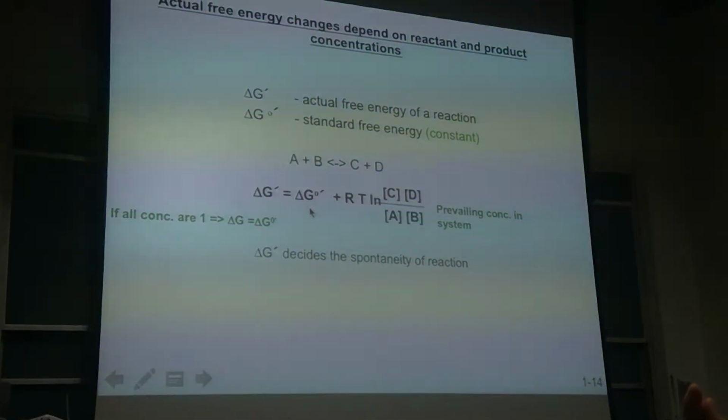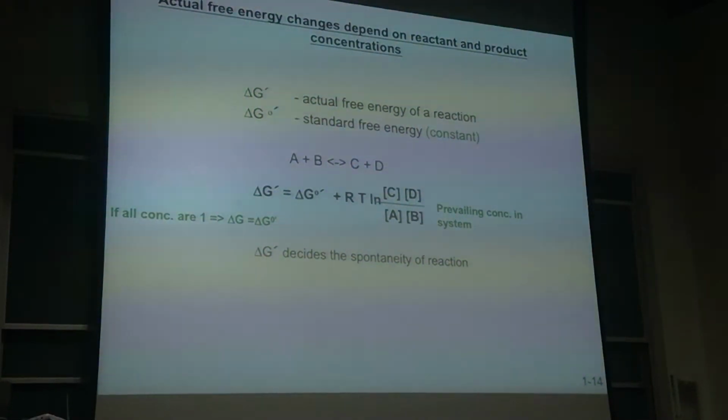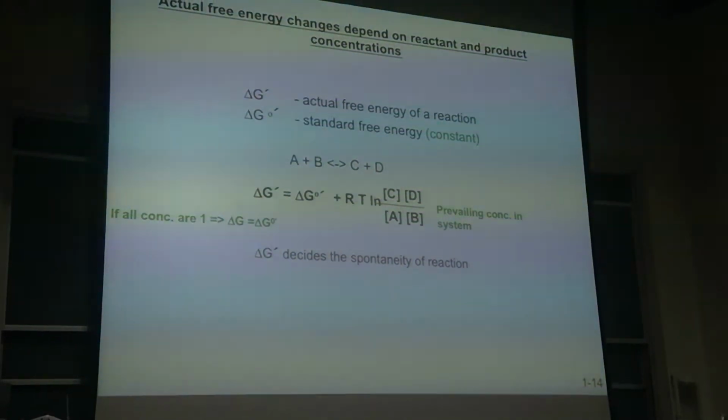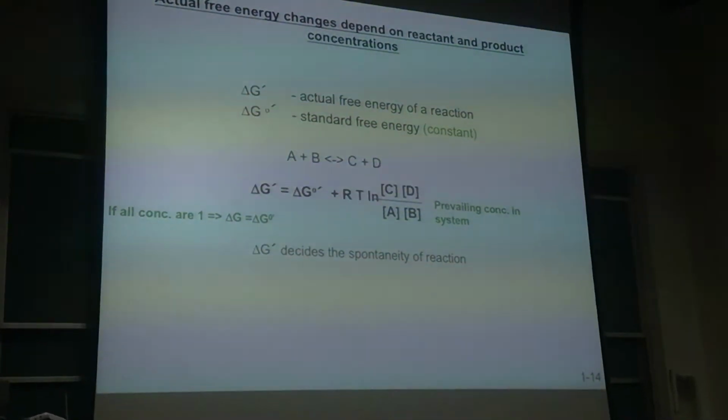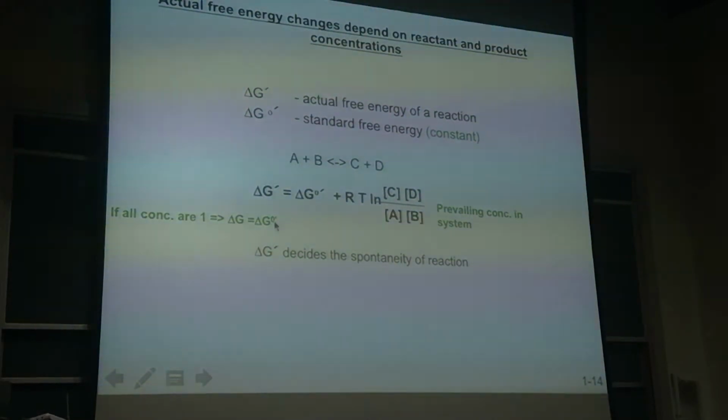And if you're ever doing a proof in math, you always want to check that. You're checking your assumption of how we're defining delta G prime. So in actuality, in the cell, this is what we care about, delta G prime, and that decides the spontaneity of the reaction.